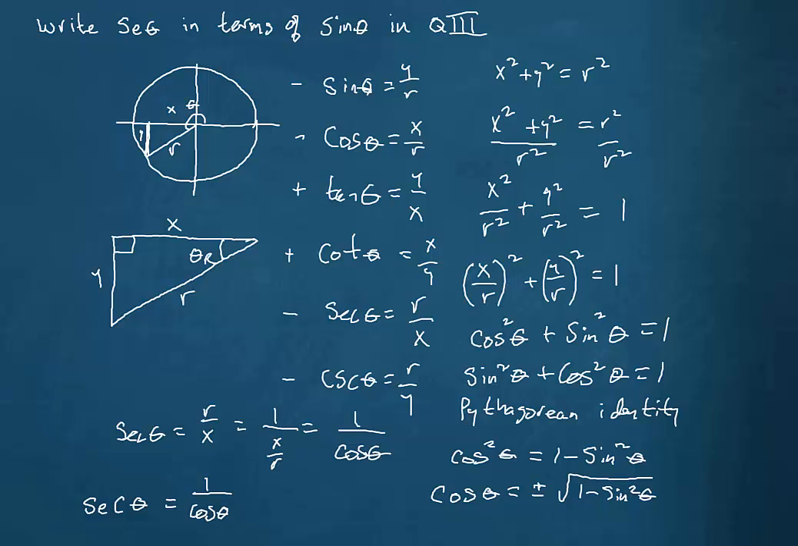Now it would be positive if we were in the first or fourth quadrants, since the cosine is positive in the first quadrant. This would be negative if the terminal side of theta was in the second or third quadrants, since the cosine is negative in those quadrants. Now we're in the third quadrant, so what we're after here then is that the cosine would be the opposite of the square root of 1 minus the sine squared theta. So here, writing the secant now, in terms of the sine, we can write this as 1 over the cosine, which in this case is going to be minus the square root of 1 minus the sine squared of theta.